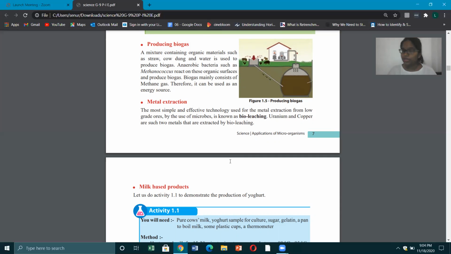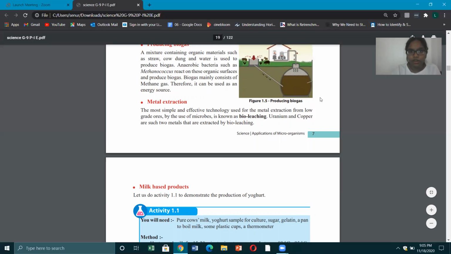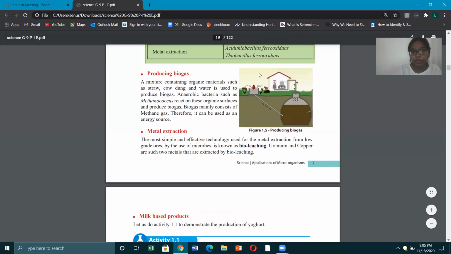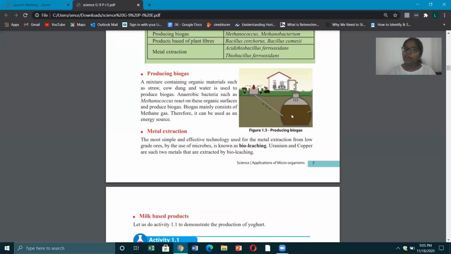And what are the organic materials which are being used? Straw, cow dung, and water. With the use of these three components, biogas can be produced. Now there's a picture of how people produce biogas commercially. Anaerobic bacteria such as Methanococcus react on the organic materials and produce biogas. Now, just because those three components are there, you can't produce biogas.